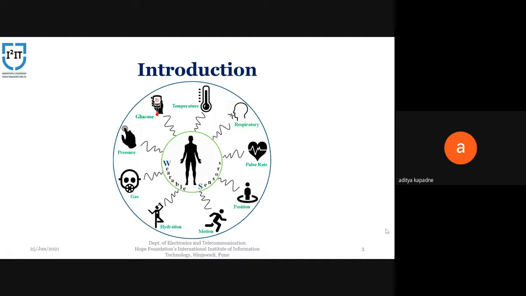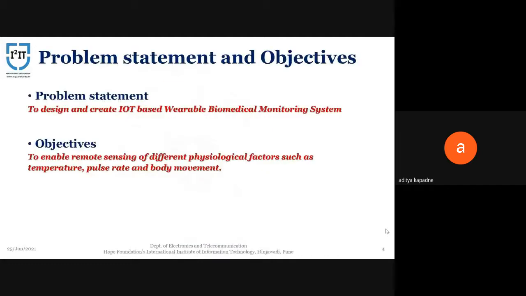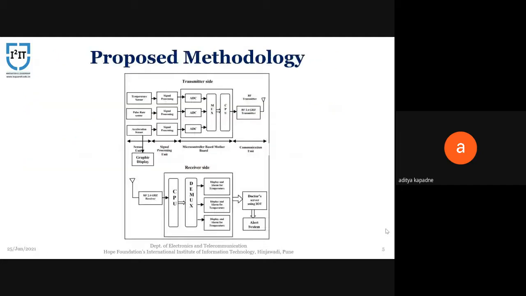The problem statement is to design and create an IoT based wearable biomedical monitoring system, and the objective is to enable remote sensing of different physiological factors such as temperature, pulse rate, and body movement. So this is what we have in the proposed methodology.